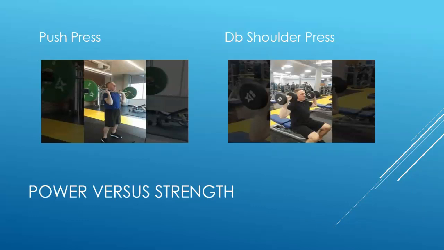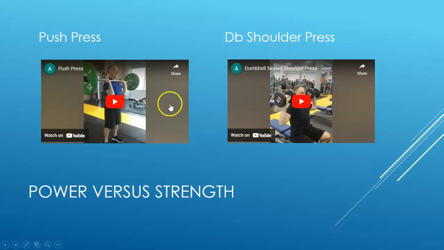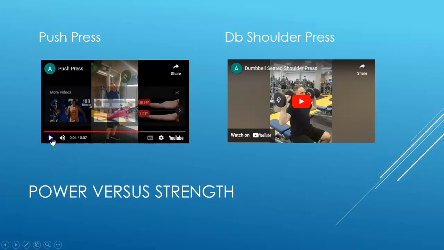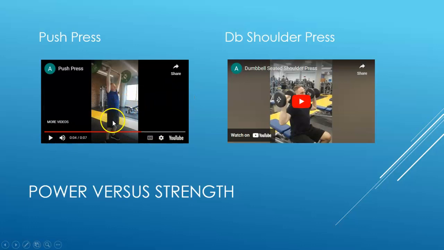So if we just look at these simple examples, a push press and a dumbbell shoulder press. For one, you're using the hips to accelerate. They're going to dip down, accelerate up. So that dip and drive is a countermovement, and that countermovement preloads the muscles, and there's an acceleration curve as a person explodes the weight up to the ceiling.